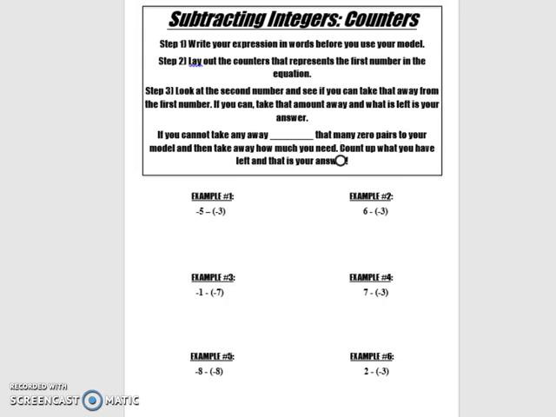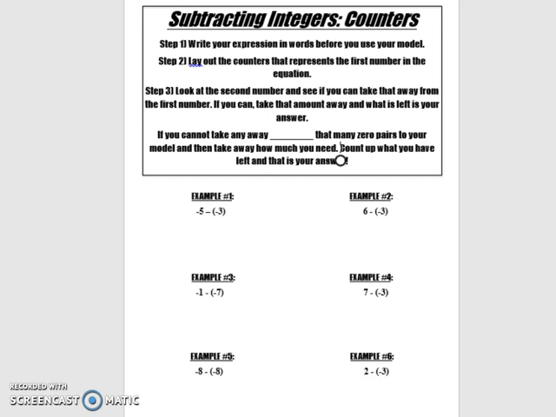Alright, so we're going to talk about how to subtract integers using counters. It's a little bit different than when we added integers with counters, alright? So we need to pay attention. First things first, step 1, write your expression in words before you use your model.